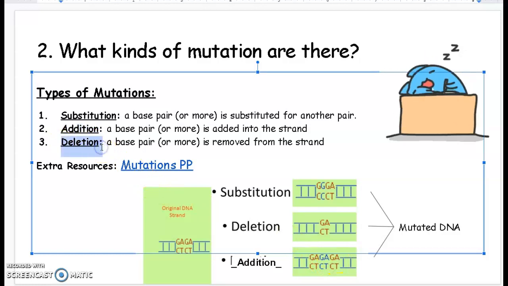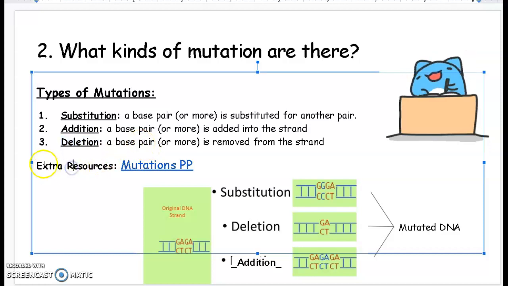In deletion, you are deleting. So you're removing. In the original, there are 4 base pairs, GA. In the new string, there's only 2, GA. The other GA got deleted. It's gone. And so those are the 3 types of mutations. Substitution, replacing. Addition, adding. Deletion, removing.